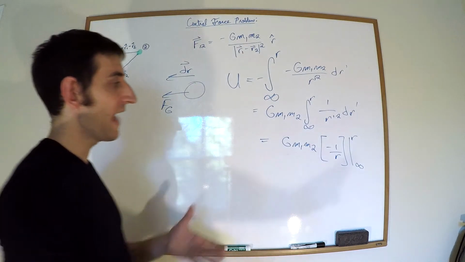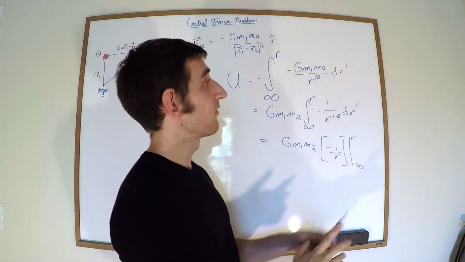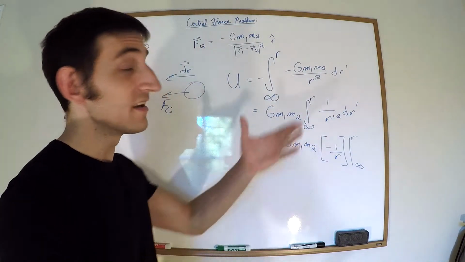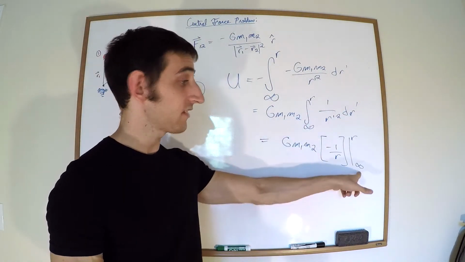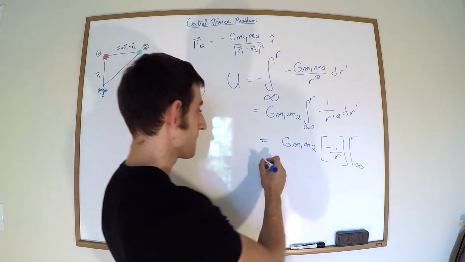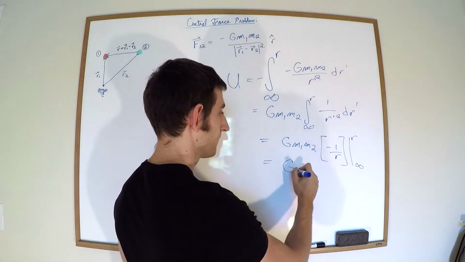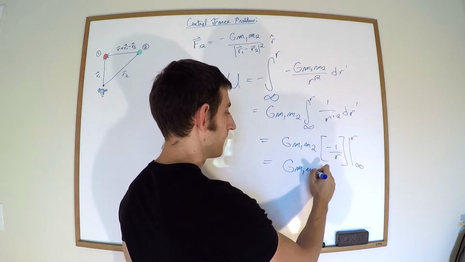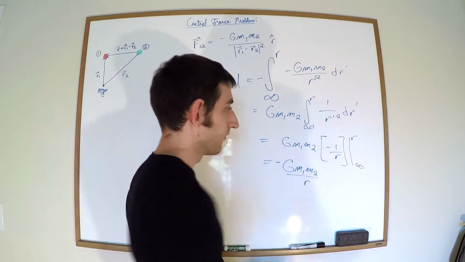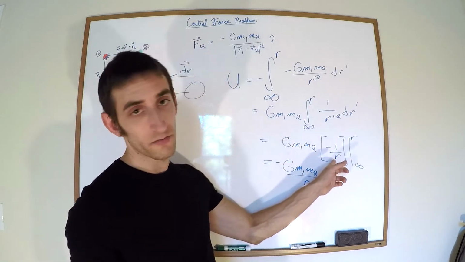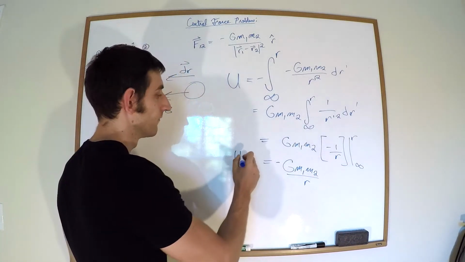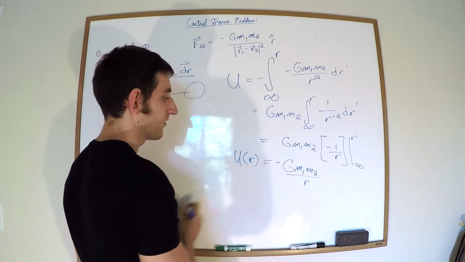And what we find, and this is why we chose our reference frame at infinity, is that this term is going to cancel. So what we end up with is G M1 M2 over R for that term, and then 1 over infinity is 0, so that cancels out. So we get U.